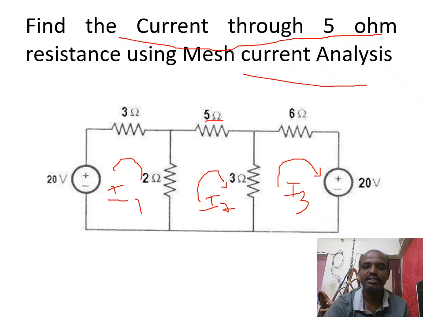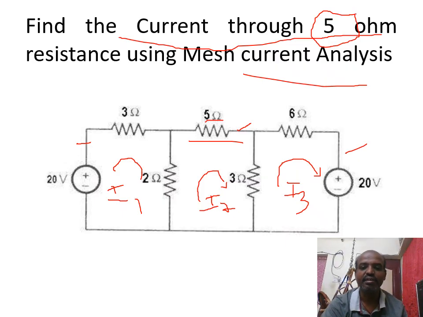We consider this as the left side closed loop path. This is the right side closed loop path. This is the middle closed loop path. So from this, we are asked for the current flowing through the 5 ohm resistor. From this assumption, we infer that this 5 ohm resistor belongs to the second loop, that is the middle loop. Here the current flow will be I2. So the current flowing through this 5 ohm resistor is equal to the I2 value. So now we proceed with the second step.